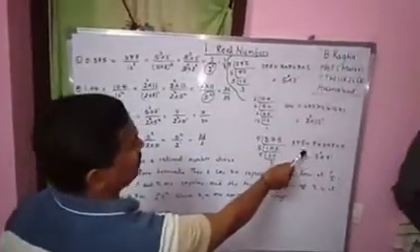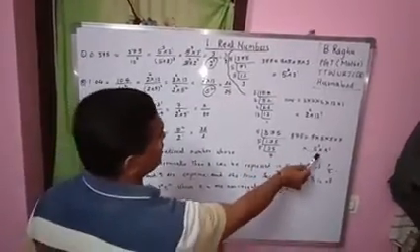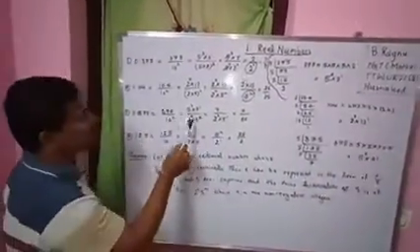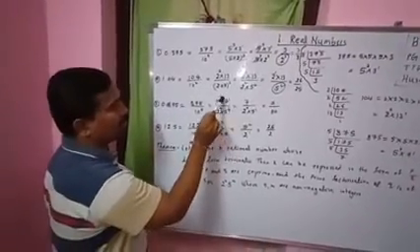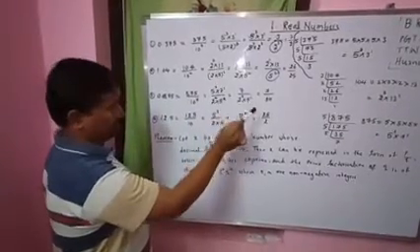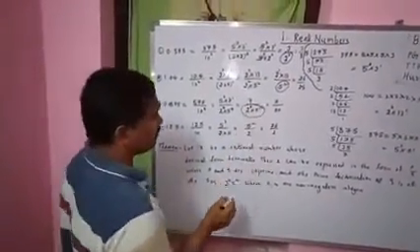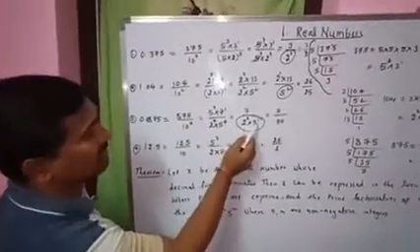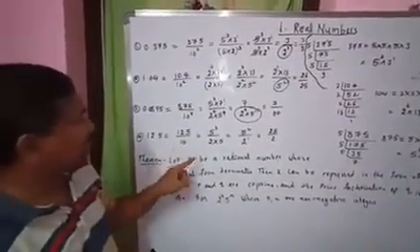See here, 875 prime factorized can be written as 5 cube into 7 power 1. So 5 power 3, take this 5 power 3 to the denominator: 4 minus 3, that is 5 power 1, and 7. So what is the denominator? This is the denominator. And 2 power 4 means 16. 16 times 5 is 80.